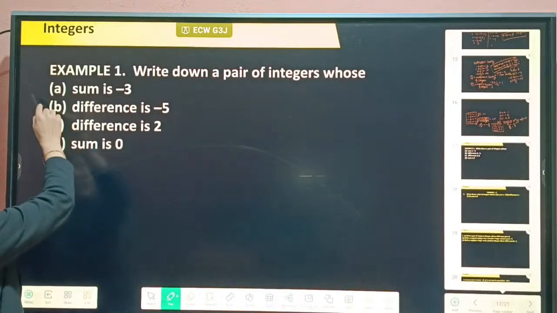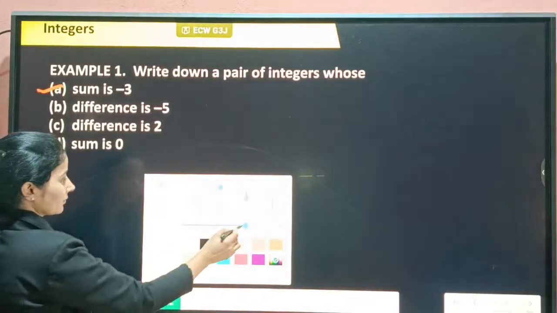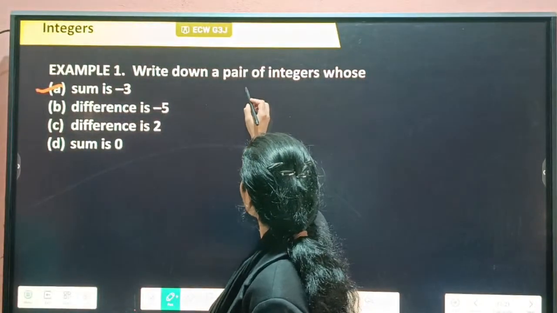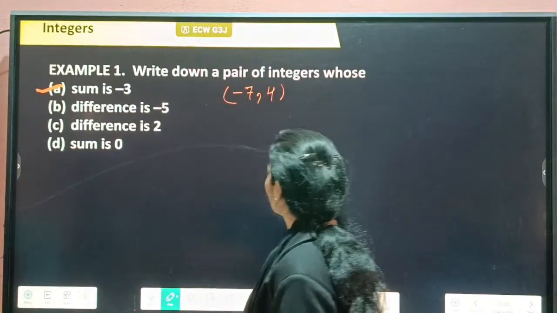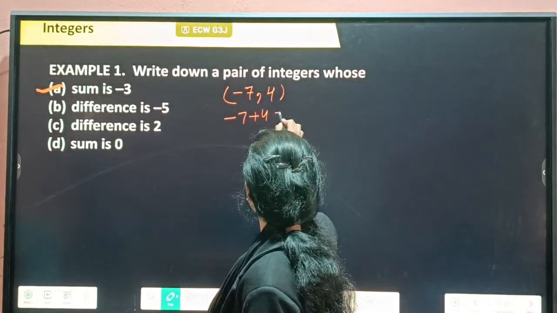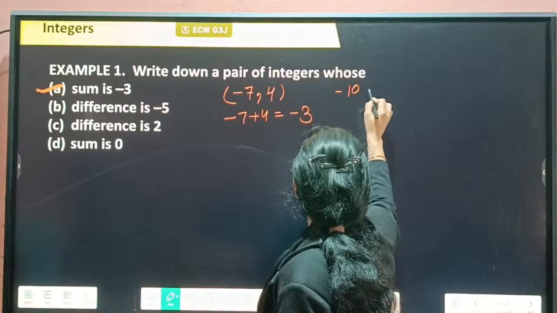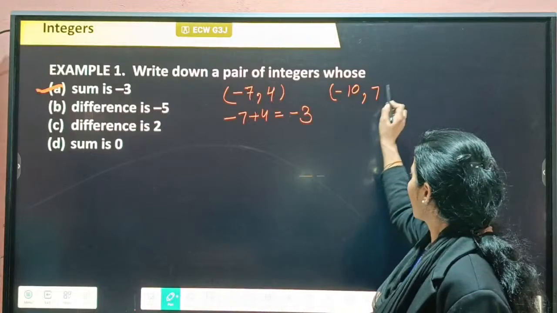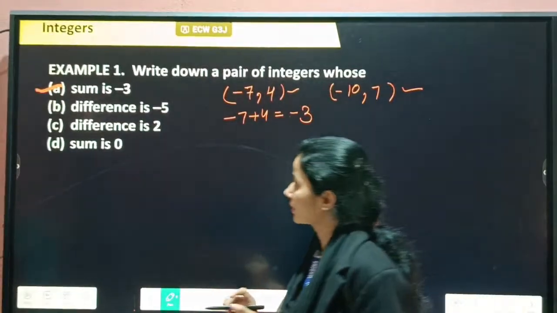In the first part, we have to write down one pair of integers whose sum is minus 3. So we can write minus 7 and 4. This is one pair, minus 7 and 4. If we add minus 7 and 4, then we will get minus 3. So there is also minus 10 and 7. This is a different pair from this one. So infinitely many such pairs will exist whose sum is minus 3.